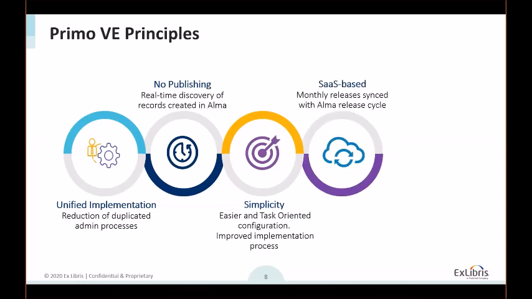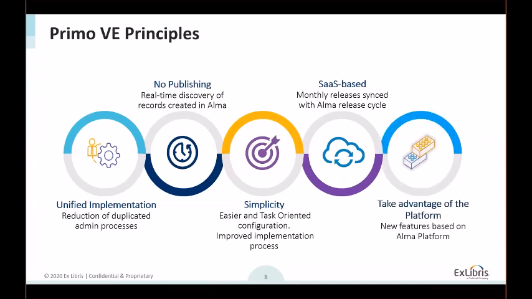Primo VE is SaaS-based on the platform, so it gives us better synchronization with other products. So for example, development in Alma is synced with Primo VE in the same release date. It also has monthly updates that give us the ability to respond much better. Something that we always try to do is to think how we can take advantage of the platform and release a feature in a better way because of the platform. In the coming slides, there are a few examples of such nice features.